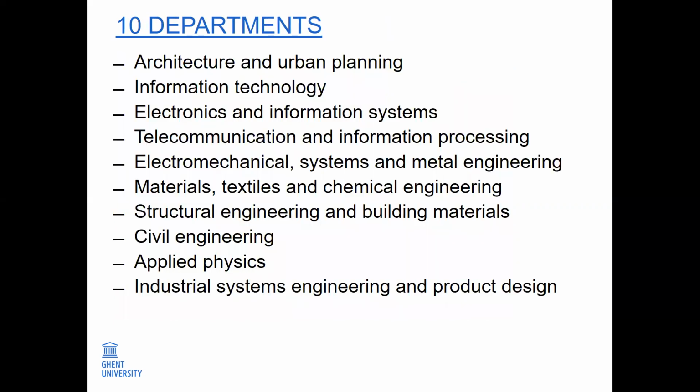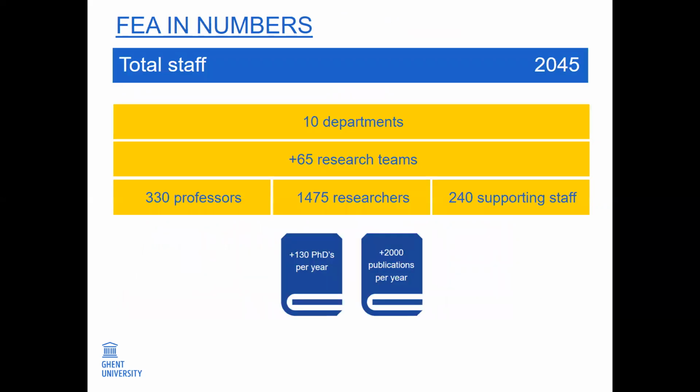Our faculty is subdivided in 10 departments. Depending on which type of master program that you follow, you will come into contact with professors of one or several of those departments. Altogether, we have about 2,000 staff members, 65 research teams, more than 300 professors, 1,400 researchers, and 240 supporting staff. Our faculty is also very active in research, with about 130 PhDs a year and over 2,000 publications a year.